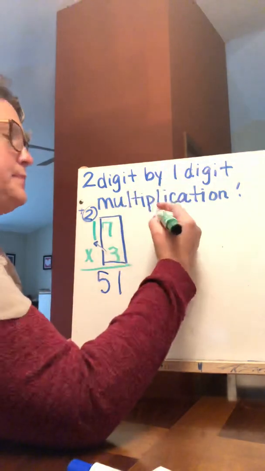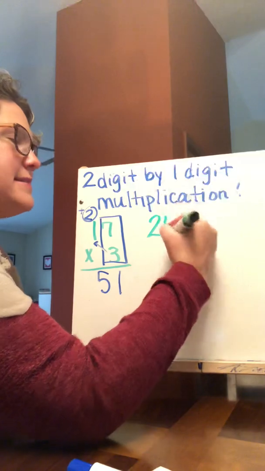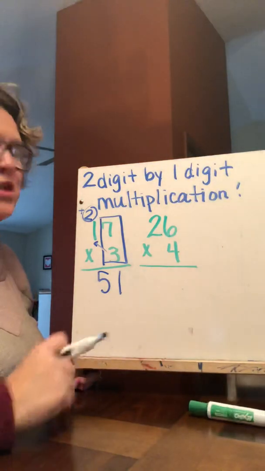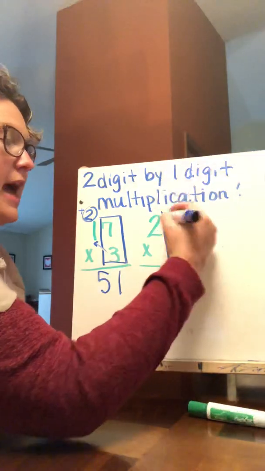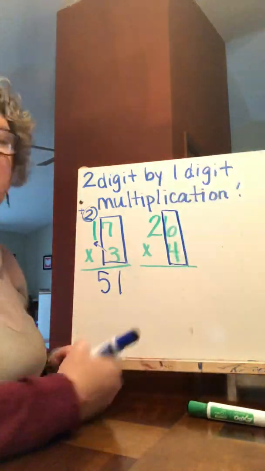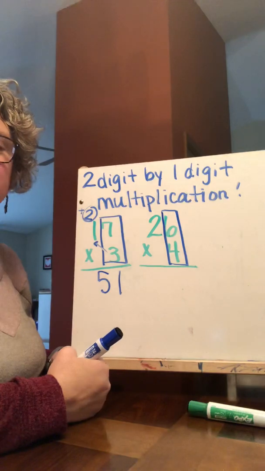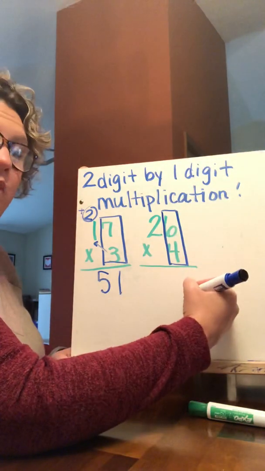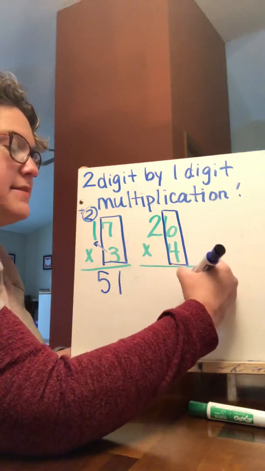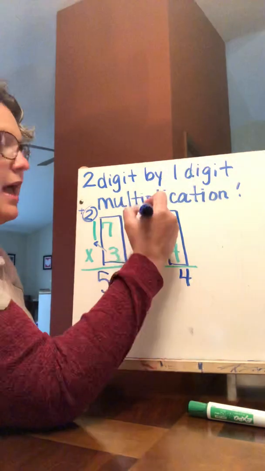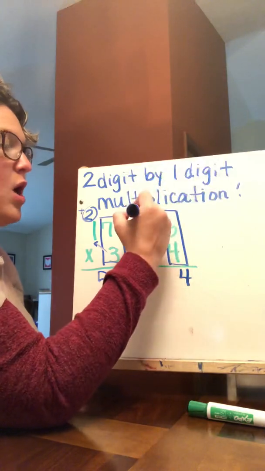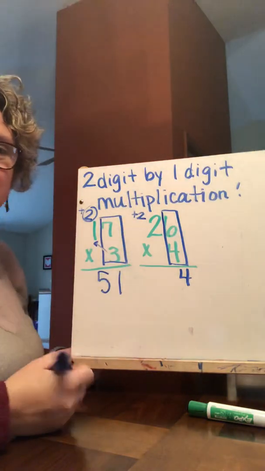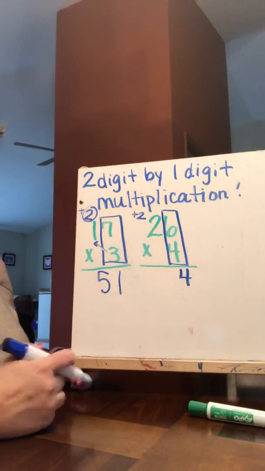Let's try another one. Let's do 26 times 4. So just like I mentioned, we're going to start in the ones place. I have my two-digit number on top, and I'm going to multiply 6 times 4. Well, 6 times 4 is 24, so the 4 is the number that's in the ones place. So I drop that below the line, and I carry my 2 over here. Remember, I'm not going to multiply it, I'm going to add it.